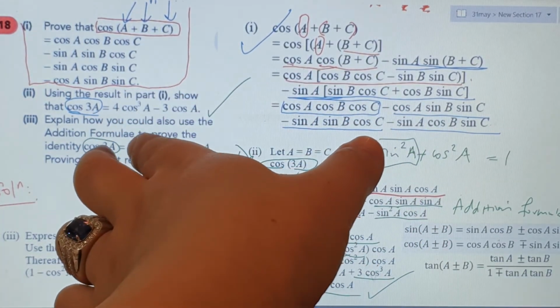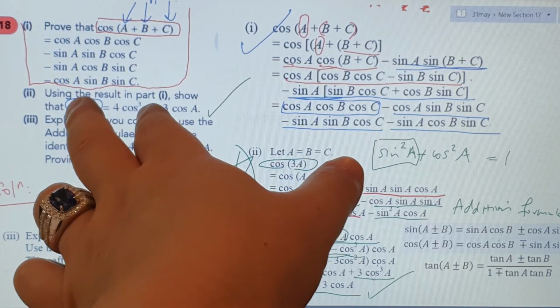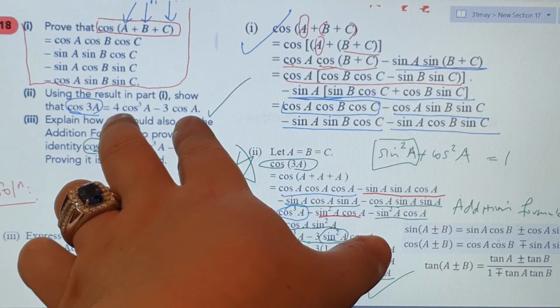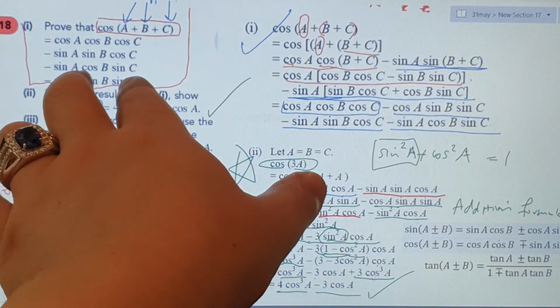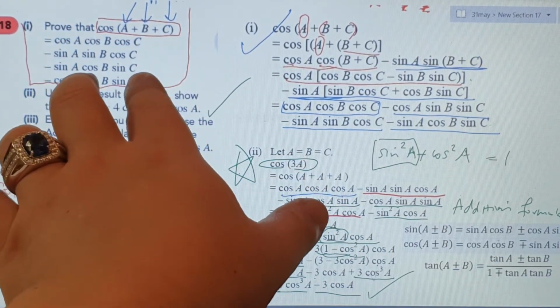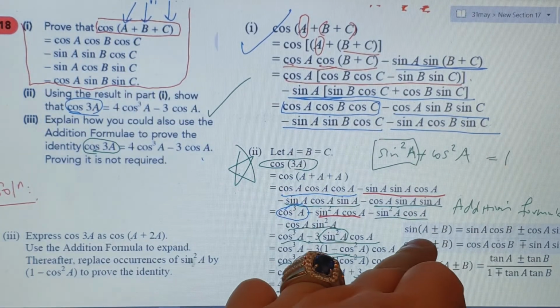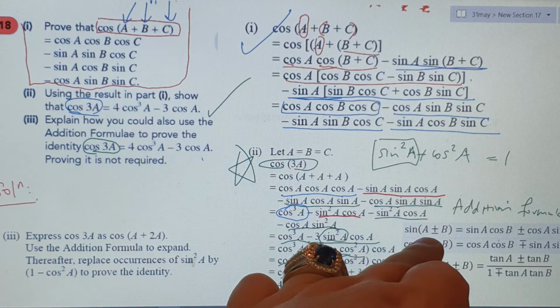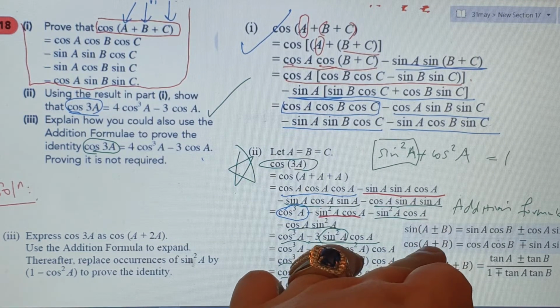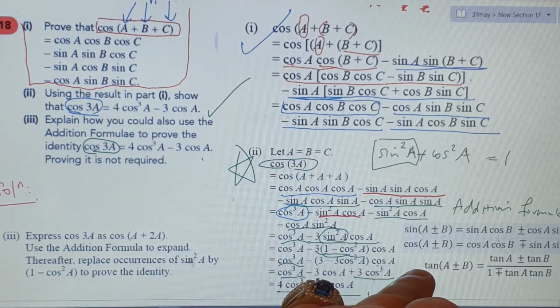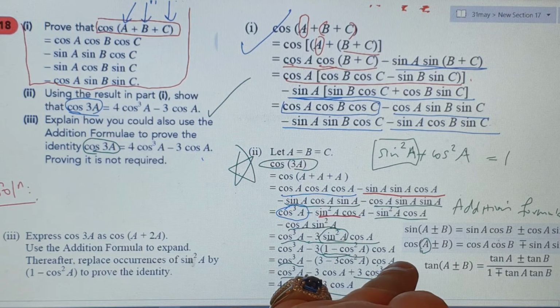Okay, so just now, you are using this result to prove this. Correct? This result to prove this. This result is not really the addition formula. Addition formula is this one. Okay, so now they want you to use the addition formula. So how? Addition formula is like that one. One thing here, then either plus or minus another thing here.